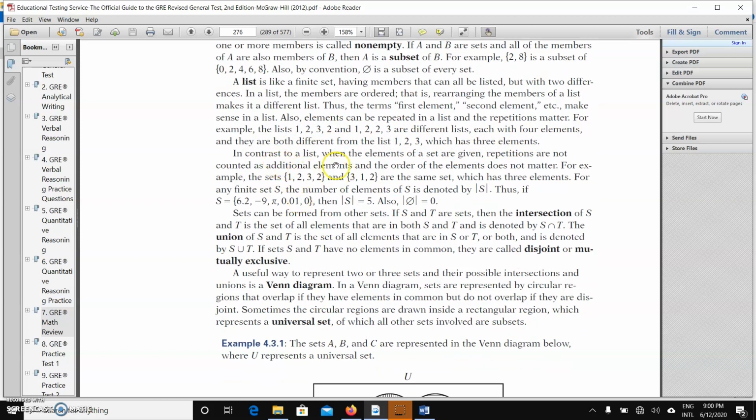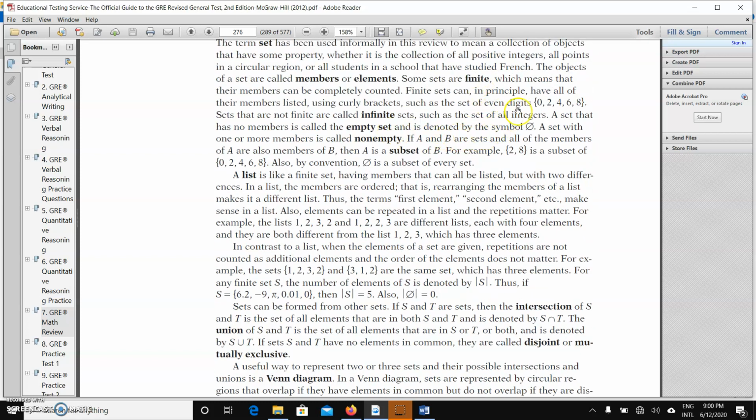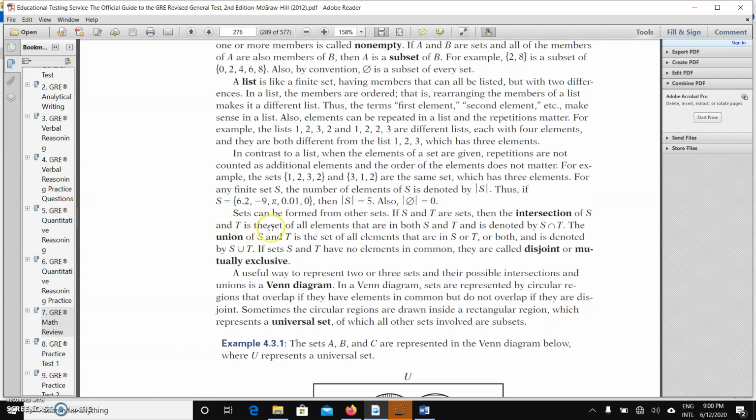Now, in contrast to lists, when the elements of a set are given, repetitions are not counted as additional elements, and the order of elements does not matter. Now, I will allow you to read this yourself and understand it well, and I'm going to show you examples myself. For example, this set contains the objects 6.2, minus 9, pi, stuff like that. This is a set, and this one means that this is 5. Also, this empty set here, the empty set is always equal to 0 because it's empty.